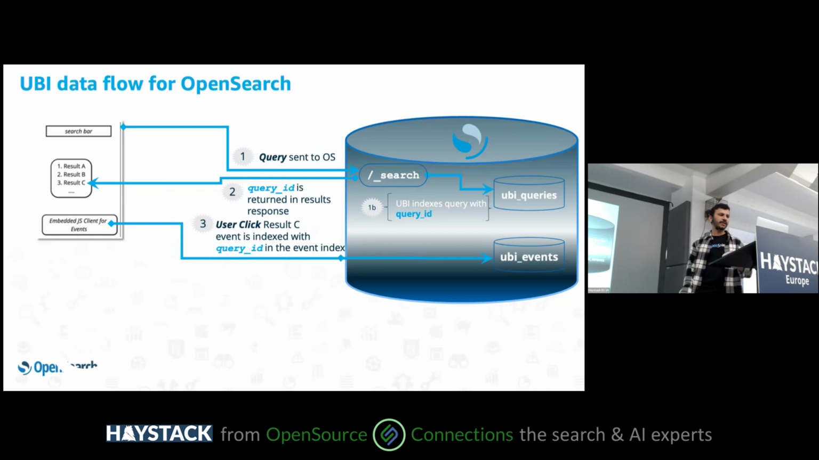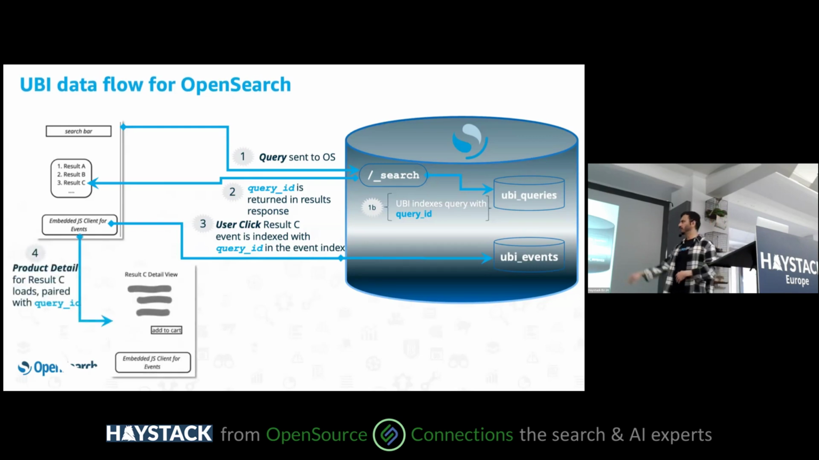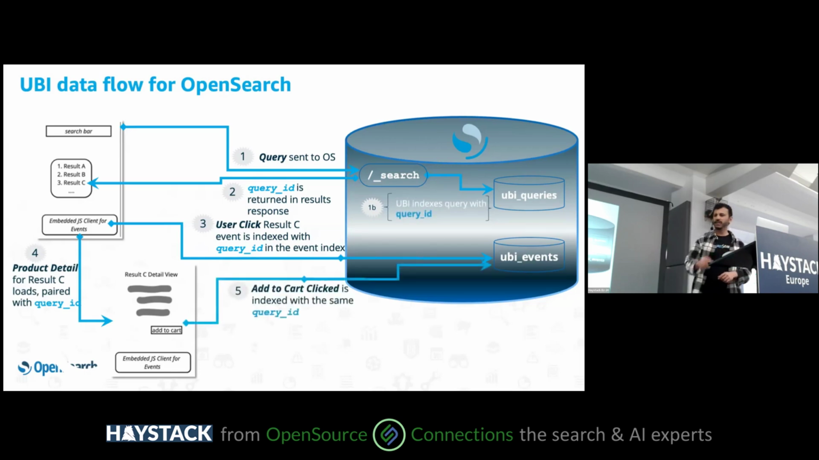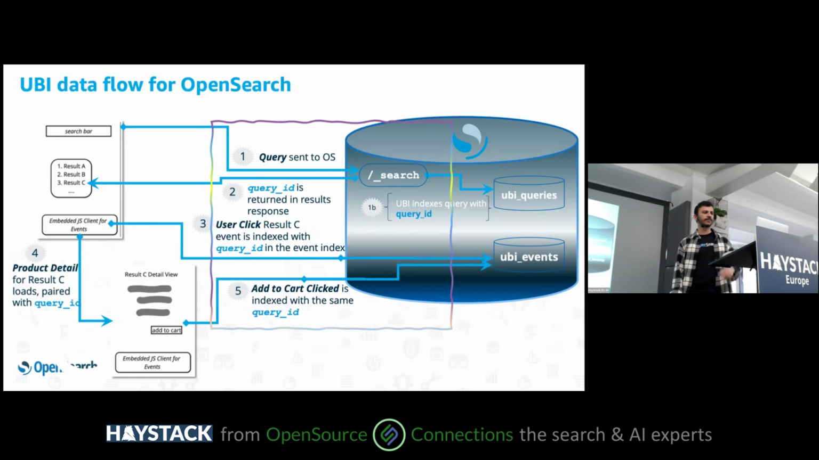Now the user has gone to the details page. They click on, let's say, add to cart or reviews or whatnot. Those events are once again captured into the UBI events index. So this is one way of doing it, and on OpenSearch, you can actually get in real time whatever is happening, however the user is interacting with your search application.